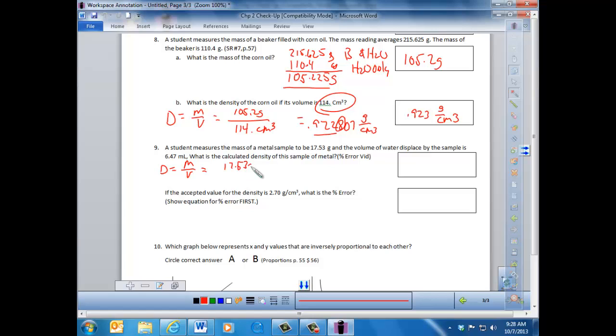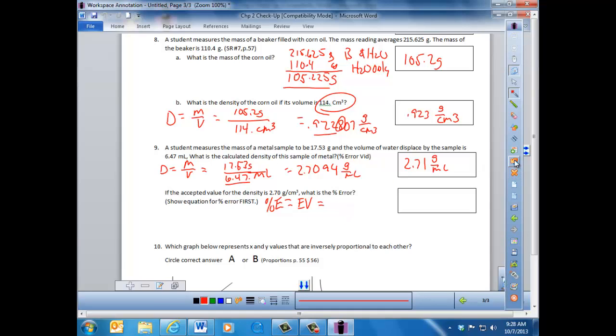17.53 grams, and your volume is 6.47 milliliters, so this becomes easy. You divide this out and you come out to 2.7094 grams per milliliter. You have to round this to 3 significant figures, so it's going to be 2.71 grams per milliliter. Now your percent error, which we talked about, is equal to the experimental value, which is this.